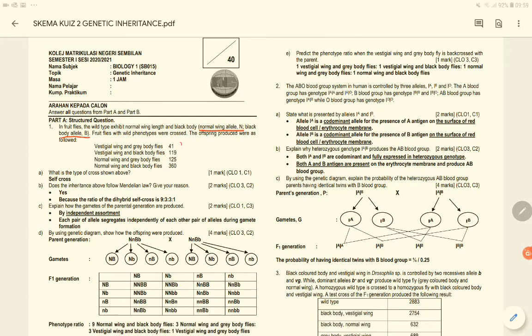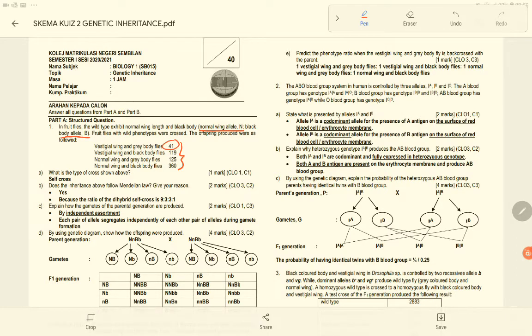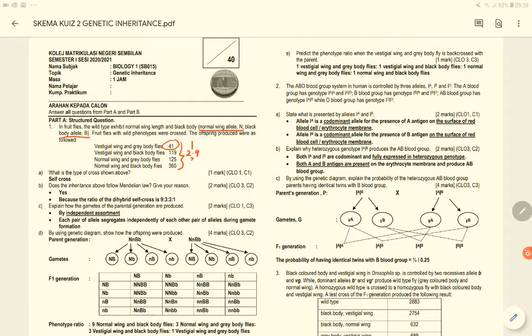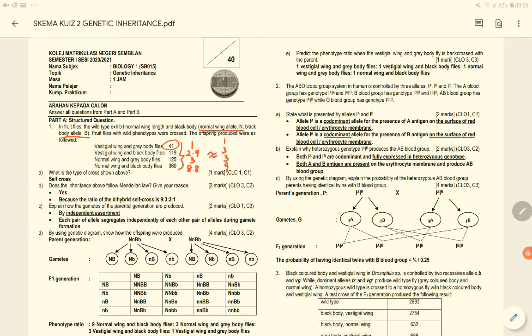From the numbers given here, we find the ratio by dividing by the smallest number. So you will get approximately 1, 2.9, 3, 8.8. Okay, so it is approximately 9, 3, 3, 1.